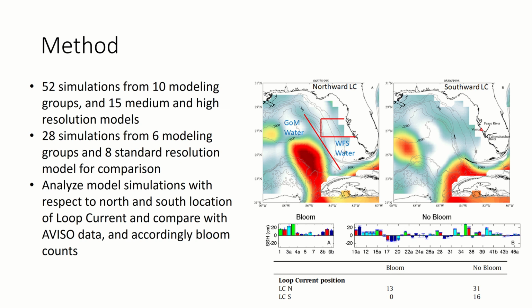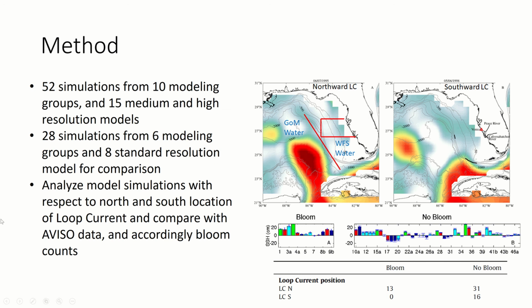The method is that we will be using 52 simulations from 10 modeling groups, with 15 medium and high resolution Earth system models. We will also be using 28 simulations from 6 modeling groups and 8 standard resolution models for comparison.